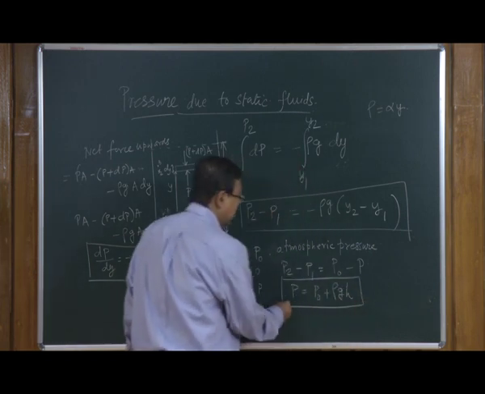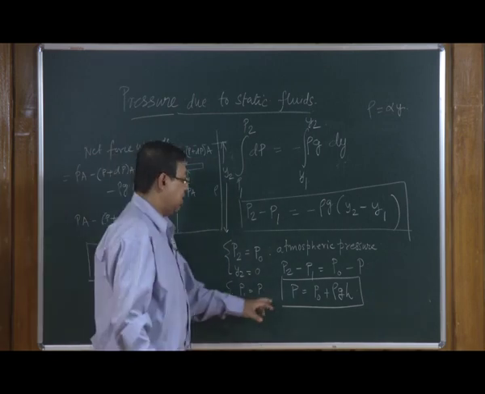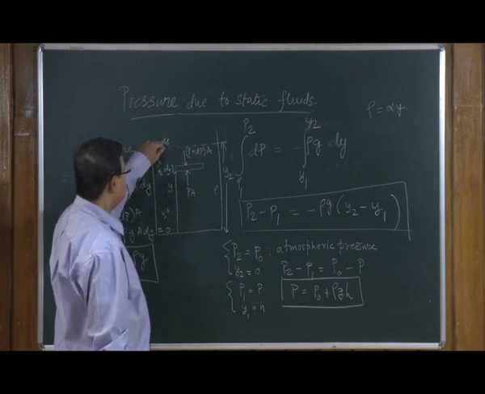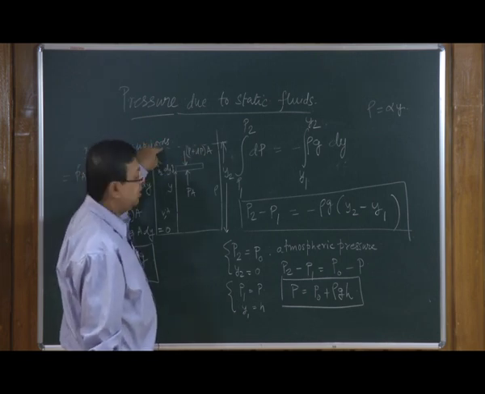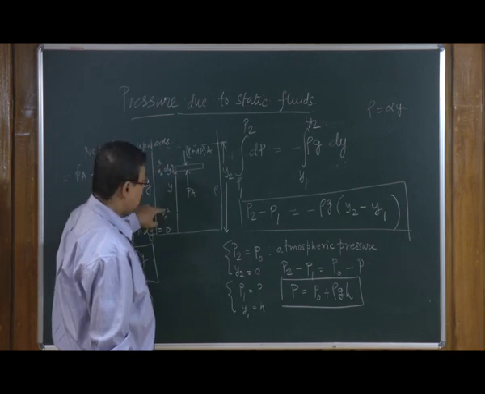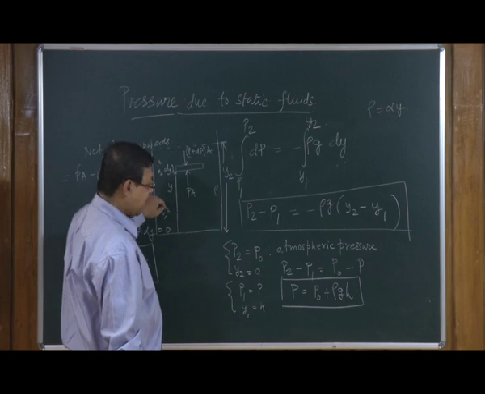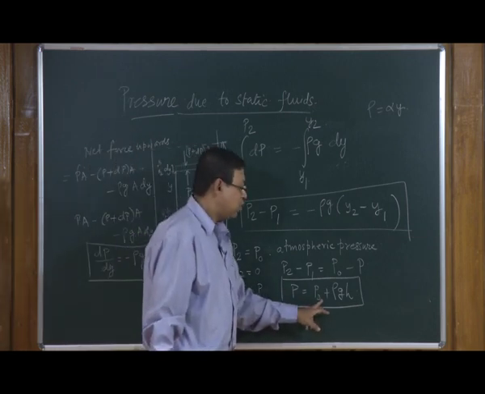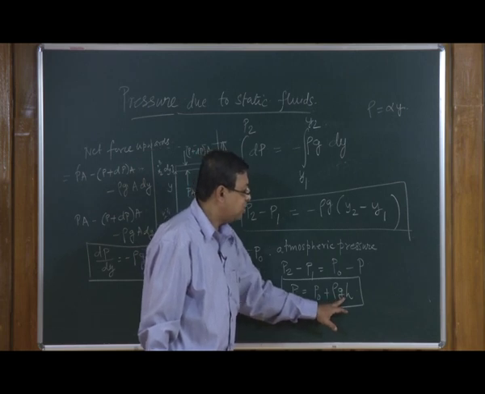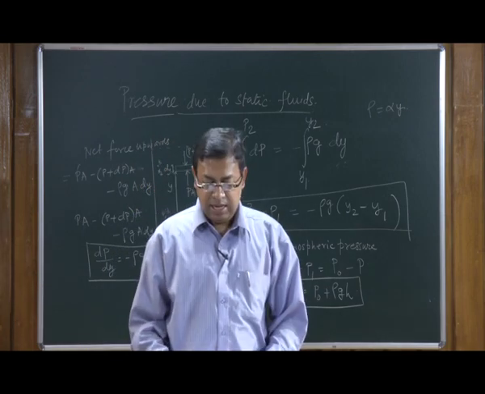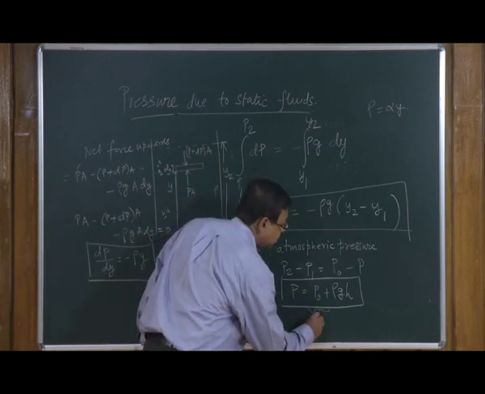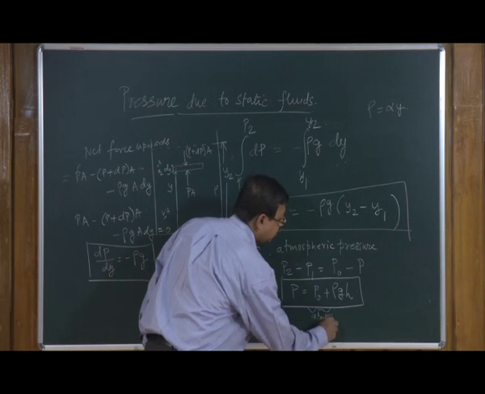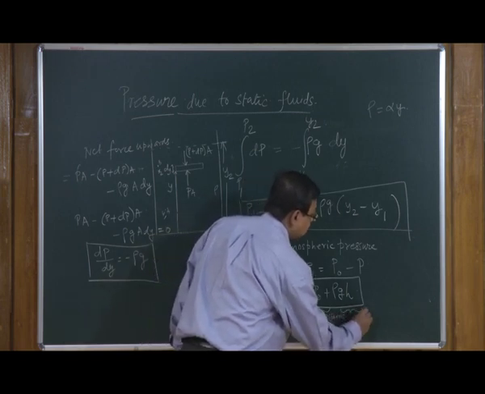So, this is the final result that we wanted to obtain, which says that the pressure at any given point, which is at a depth h, measured from the top surface of the liquid, the pressure at a depth h inside the liquid, is equal to the atmospheric pressure plus rho times g times h. And so that is the expression for pressure that we wanted to calculate. So, this part is due to the atmospheric pressure, and this part is due to the fluid.